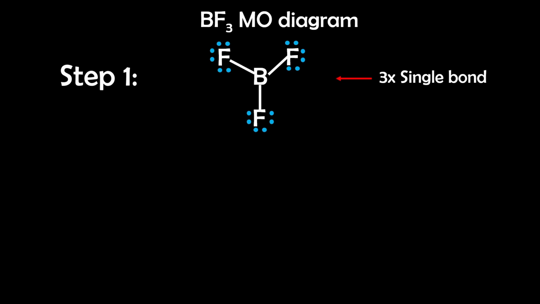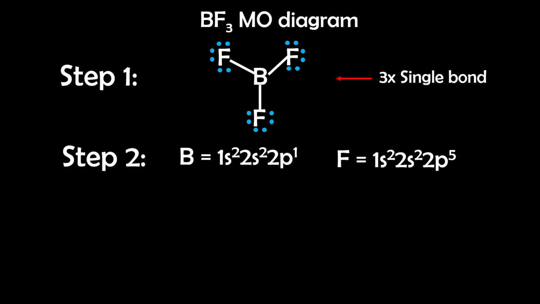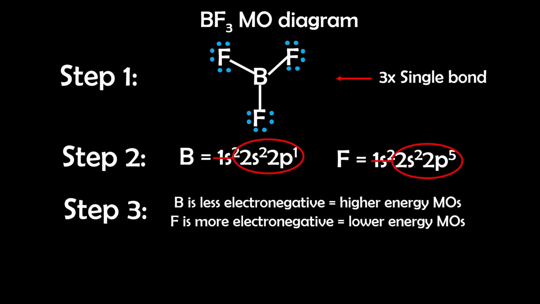Step 2, electron configuration. Boron has an electron configuration of 1s2, 2s2, 2p1. Fluorine has an electron configuration of 1s2, 2s2, 2p5. For bonding, we focus on the valence orbitals. For boron, we have 2s and 2p orbitals. For fluorine, we have 2s and 2p orbitals. The core 1s orbitals are much lower in energy and are usually ignored in the valence molecular orbital picture. Step 3, orbital energies.